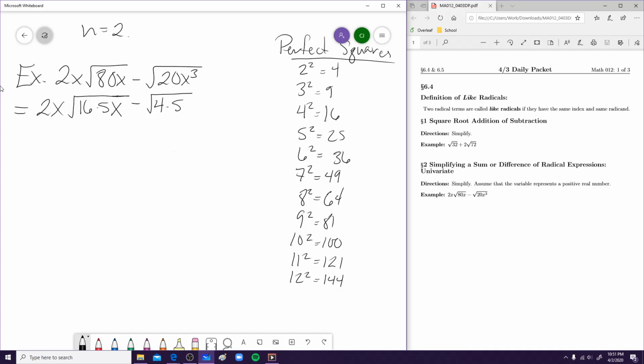Okay? And then we're going to look at x cubed now. The exponent is 3, and since our index is 2, what does that mean? 3 is bigger than 2, so that means our x can be simplified. There's a perfect square in there. When I look at x cubed, I'm going to look at the exponent, which is 3, and divide it by the index, which is 2. 2 goes into 3 once, and I have a remainder of 1. So what does that mean? I can rewrite this as x squared times x.